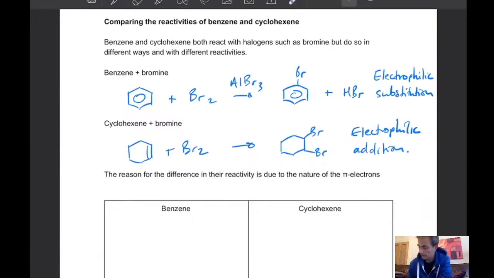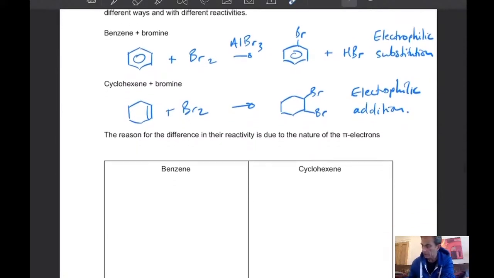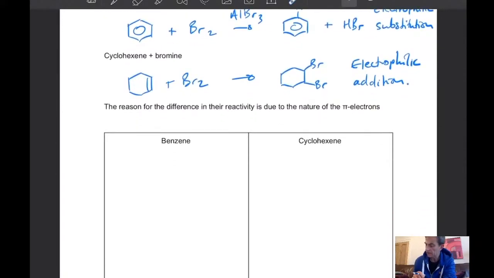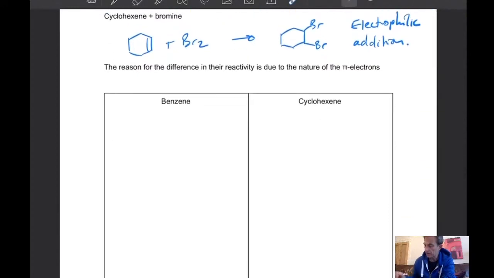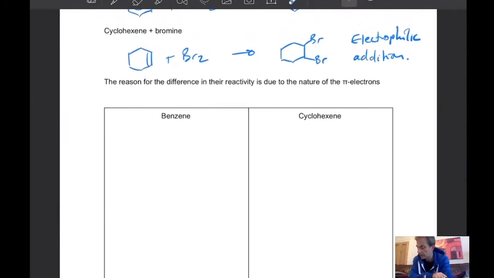So let's just point out the differences. We've got a catalyst needed for this reaction and it's substitution. No catalyst needed for this reaction, and we've got addition. The common thing is they're both electrophilic. So let's look at the reason for the difference in the reactivity. The reason for the difference in the reactivity is due to the nature of the pi electrons. That's what I'm going to highlight. That's what it's all about.